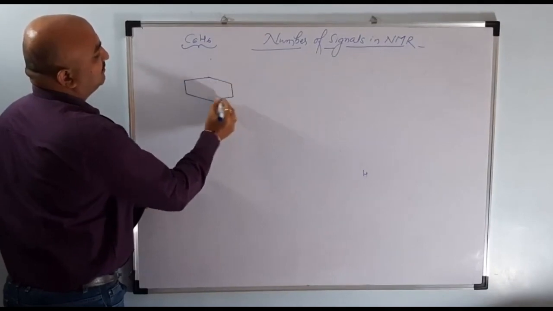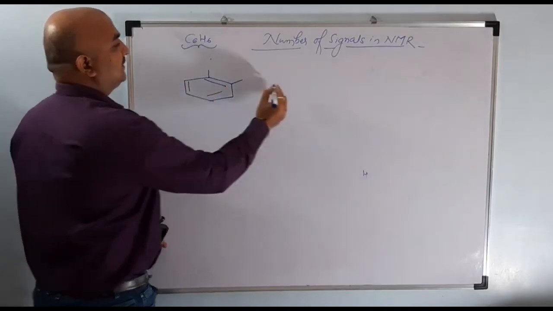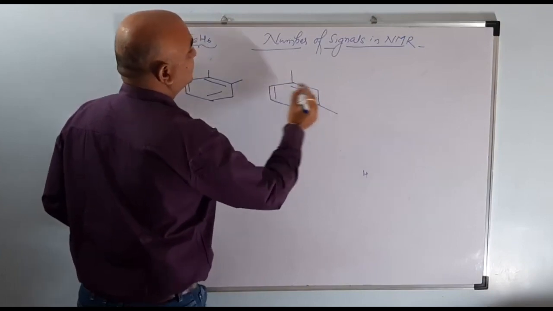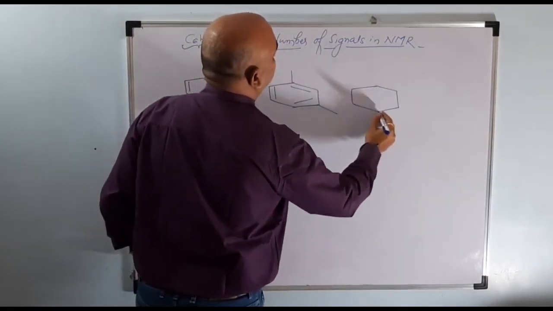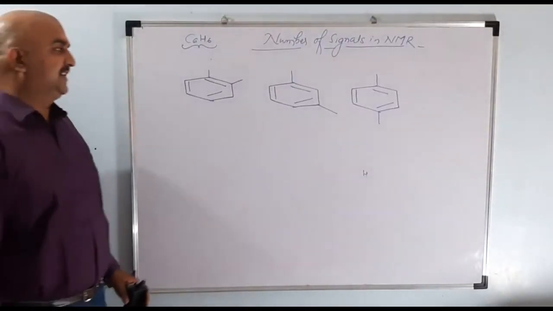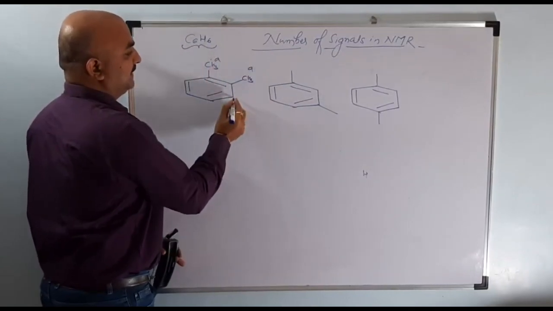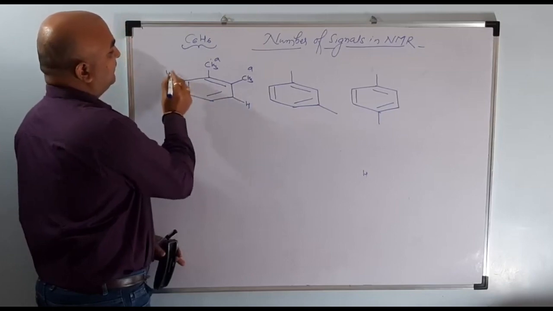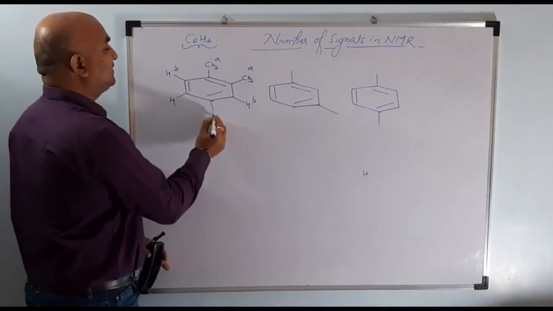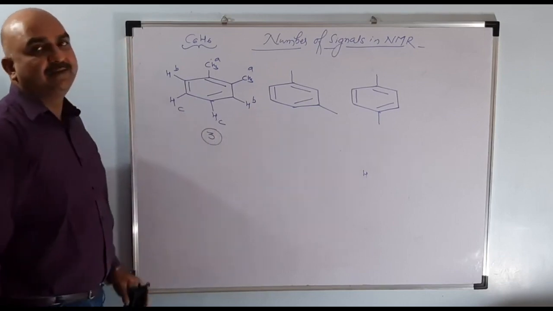Such a type of example, first of all, we'll take similar things. It is orthoxylene, it is metaxylene, this is paraxylene. We'll take a comparative example of all. First of all, I have taken di-substituted. Now see, in this the CH3s are similar, AA type. If we call it B, definitely we have to call it B because of the same chemical environment, and we have to call it C. So ABC, 3 sets, 3 signals in NMR.